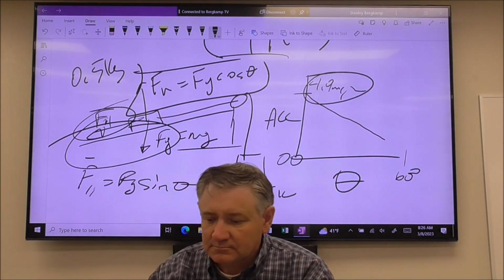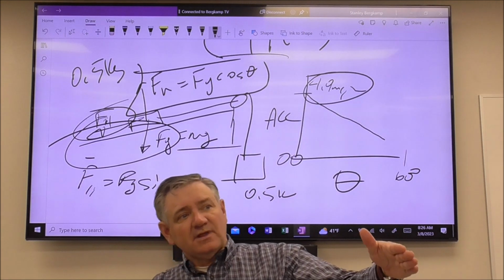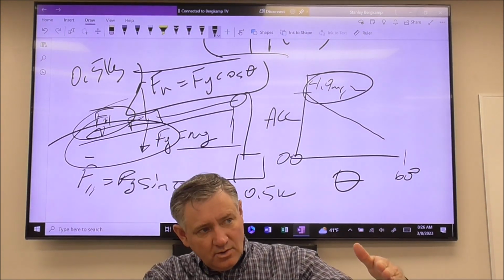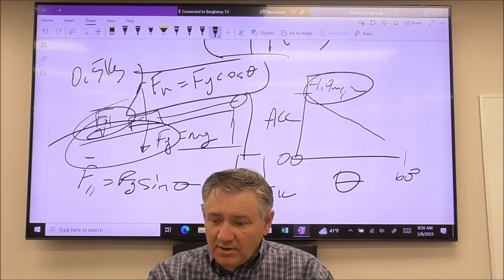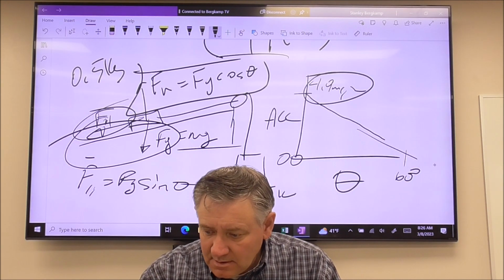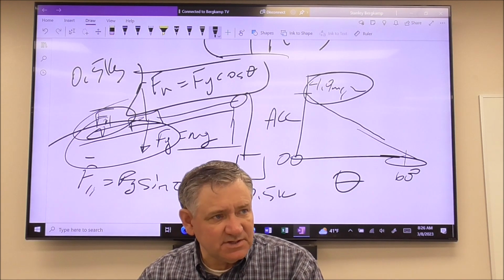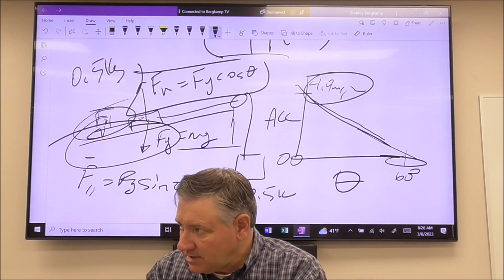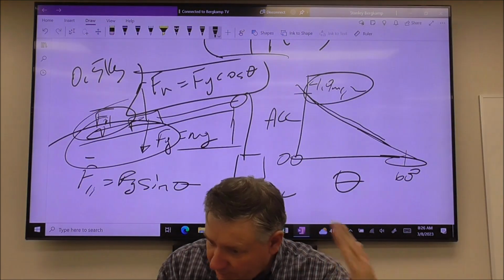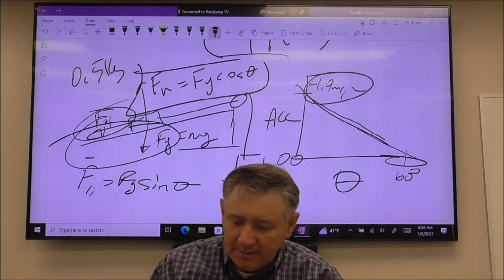Now, eventually, that force parallel could equal the weight pulling down. If that ever happened, then you would have an acceleration of 0. So as the angle gets steeper, your acceleration is going to become less because you have more and more force pulling you down.